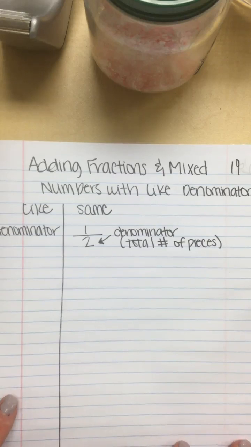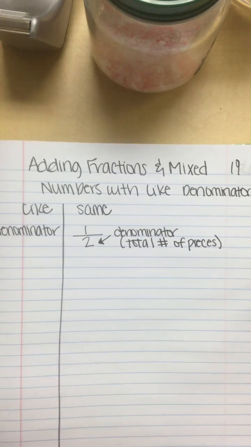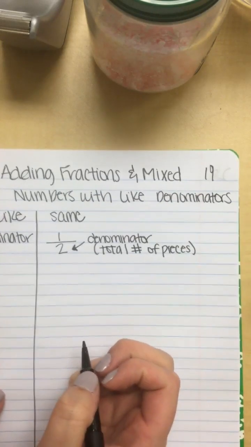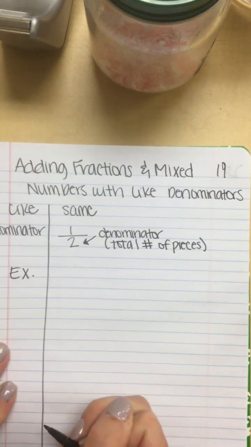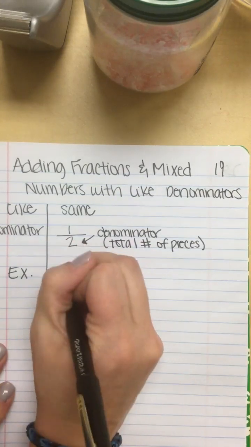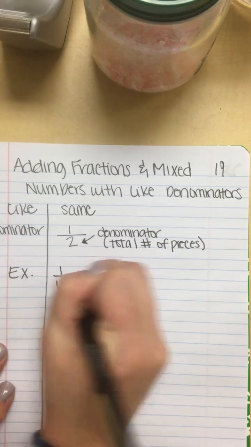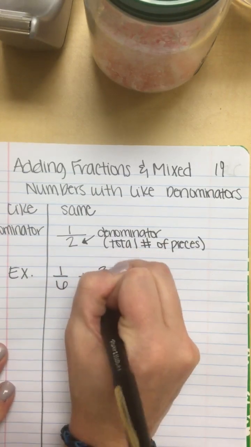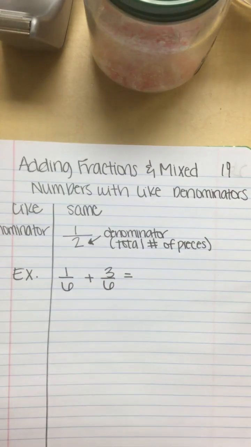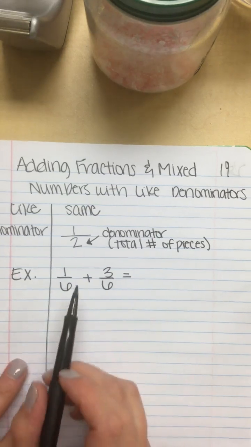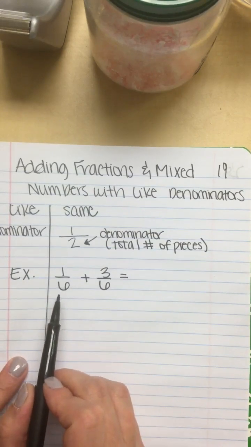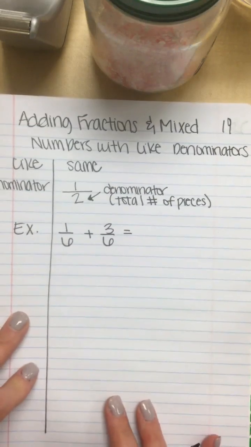So first, let's go ahead and talk about fractions first. We'll come to mixed numbers in just a minute. So if I'm going to add two fractions together, let's do an example problem. Let's do 1/6 plus 3/6. Now our standard is all about illustrating. Our standard is, can you illustrate addition and subtraction of fractions and mixed numbers?